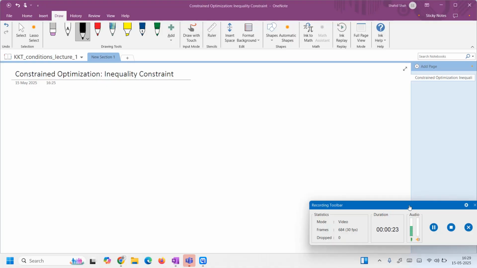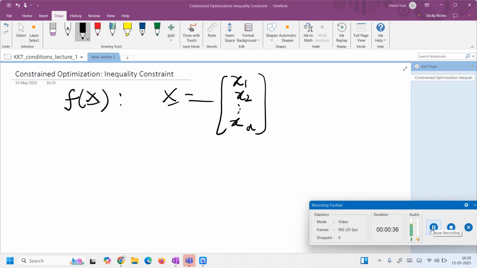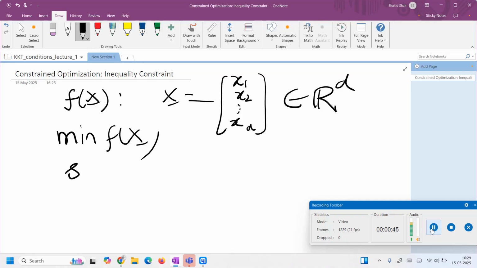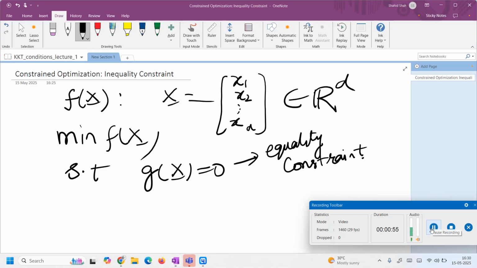Let me briefly recap what we have done till now. We have studied a function f of x where this x is a vector, let's say a d-dimensional vector. So it belongs to R^d, and our goal was to minimize f of x subject to a constraint, suppose g of x equals 0. You can see that this is an equality constraint, and we have done several examples in the class also.